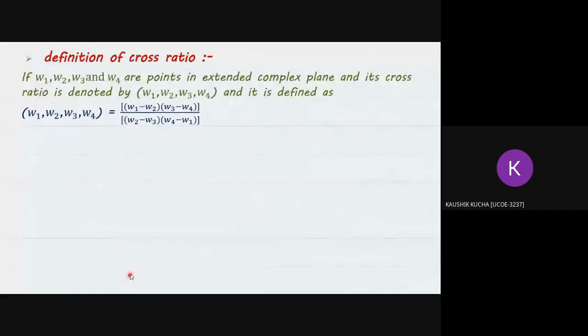Now, another important part of Mobius transformation is cross ratio. Coming to its definition, if W1, W2, W3, and W4 are points in the extended complex plane, its cross ratio is denoted by (W1, W2, W3, W4), and it is defined as (W1 minus W2) into (W3 minus W4) divided by (W2 minus W3) into (W4 minus W1).